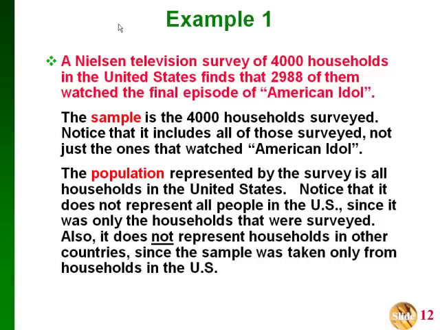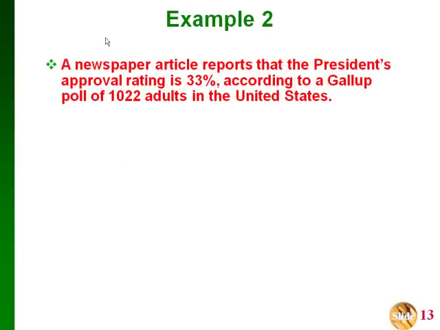Our population is going to have the same characteristics as those that were surveyed. So since we surveyed households in the United States, then our population is going to be households in the United States. Notice it doesn't represent households in any other countries since the sample was only taken from the U.S.